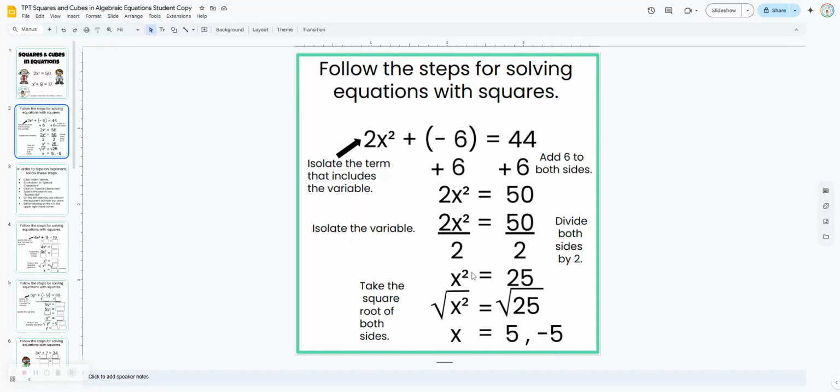And to isolate the x, or isolate the variable, here we're going to take the opposite of squaring a number. We're going to take the square root. If we take the square root of both sides of the equal sign, we're going to get x equals 5 or negative 5. Square root of 25. So it's going to be either 5 or negative 5.